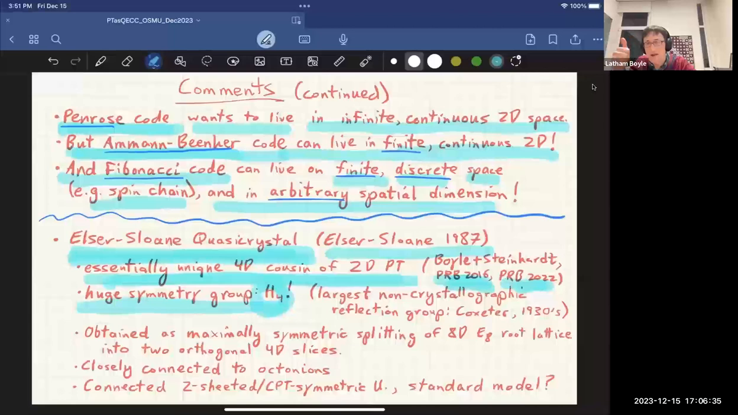But then in three dimensions, there's one more, the icosahedral group. And in four dimensions, there's one more, H4, which is basically the four-dimensional analog of the icosahedral group. So it's the biggest possible non-crystallographic symmetry group. The highest dimension in which you can find such a group is four dimensions. And this Elser-Sloane quasicrystal is essentially the unique cousin of the Penrose tiling that embodies that non-crystallographic symmetry group. Every cousin of the Penrose tiling, its aperiodicity is sort of forced upon it by the fact that it embodies one of these non-crystallographic symmetry groups. So the Elser-Sloane is this 4D quasicrystal that is the biggest and most symmetric example of this phenomenon.